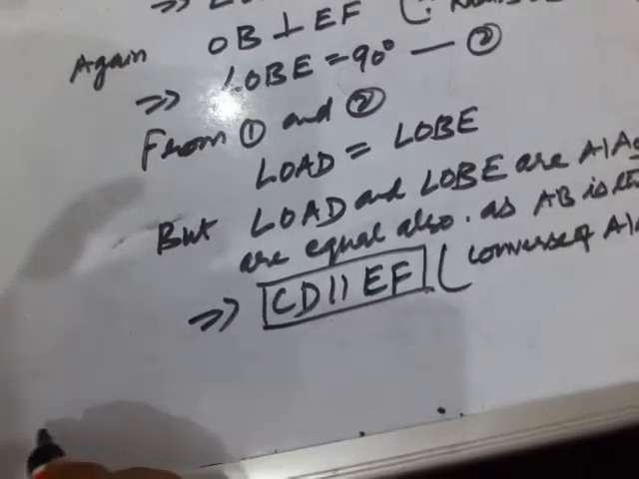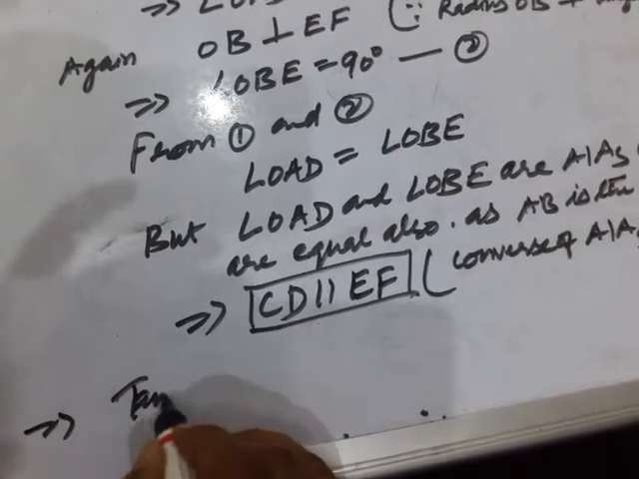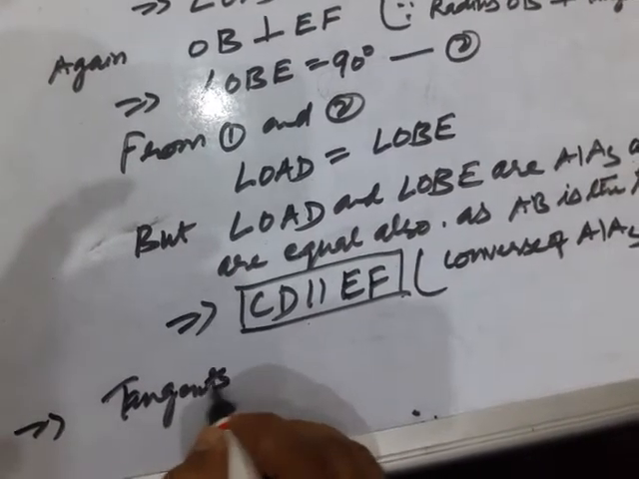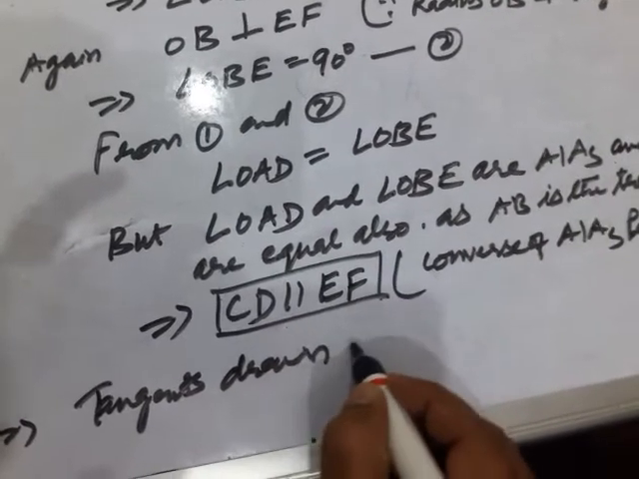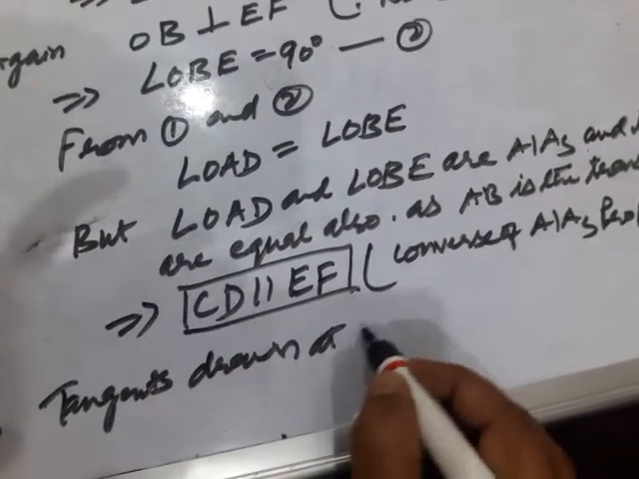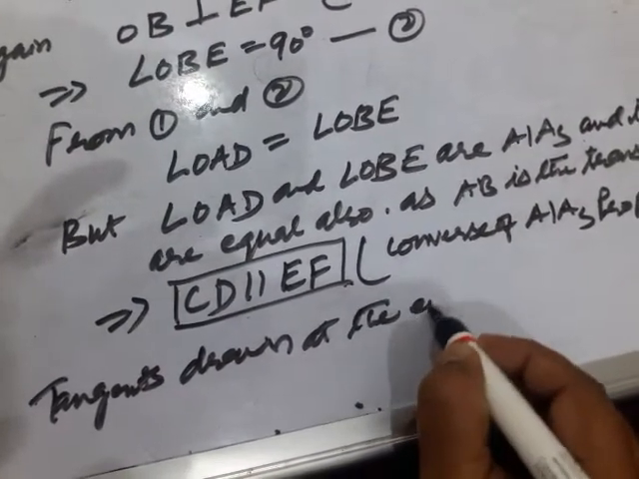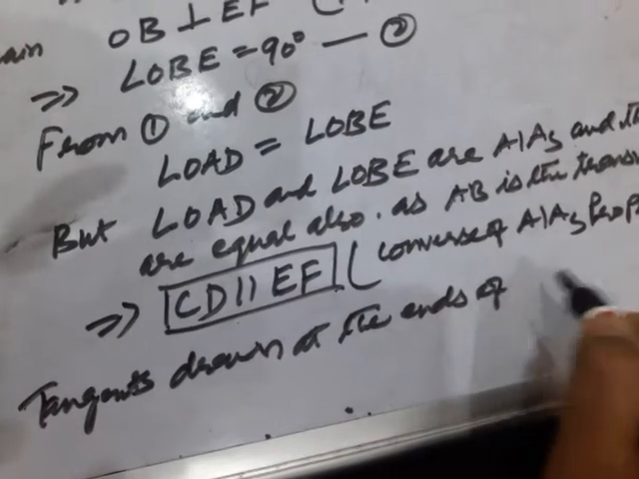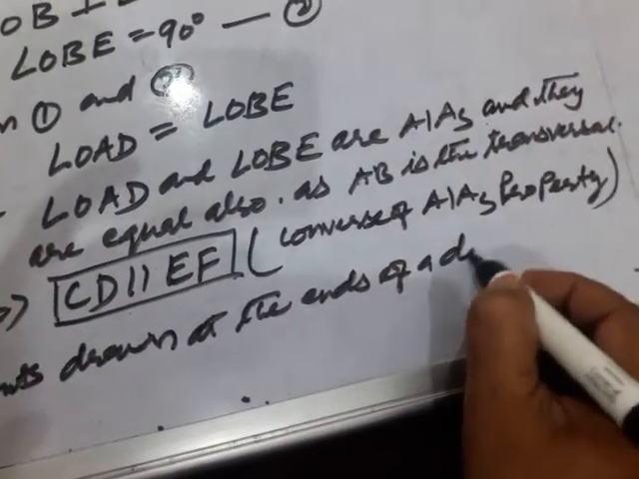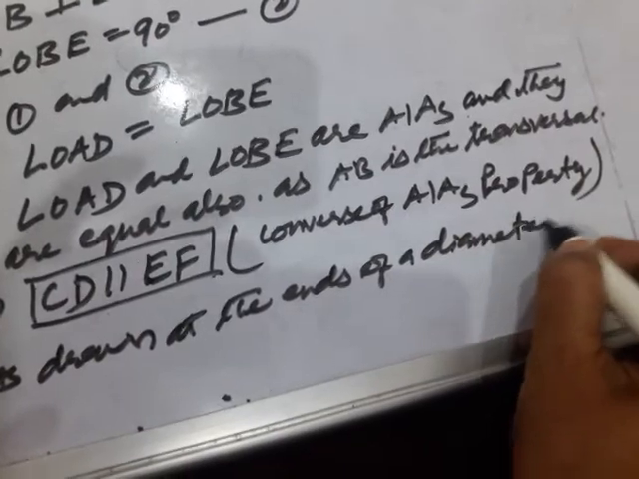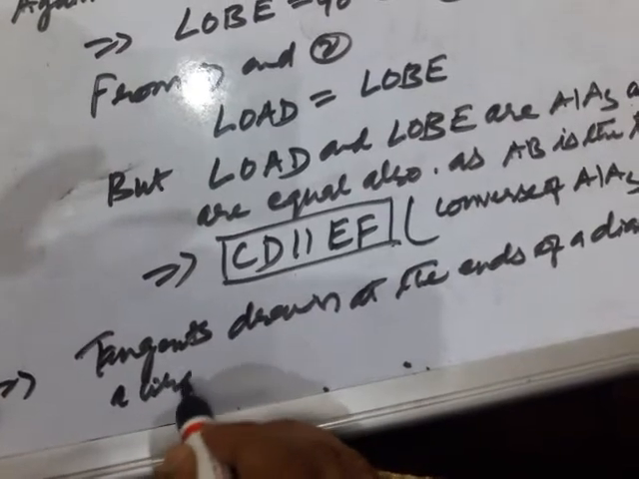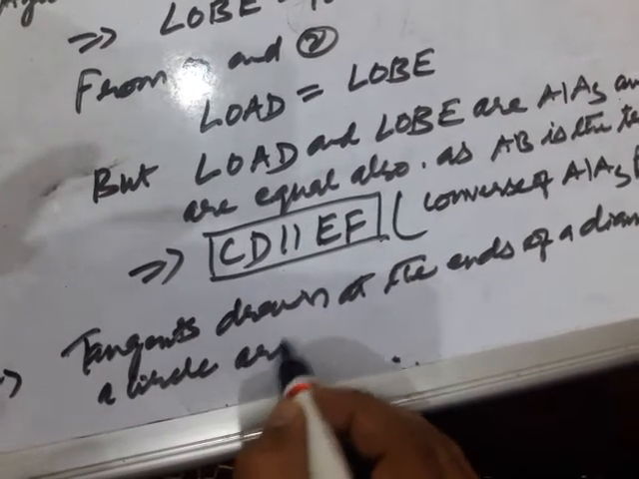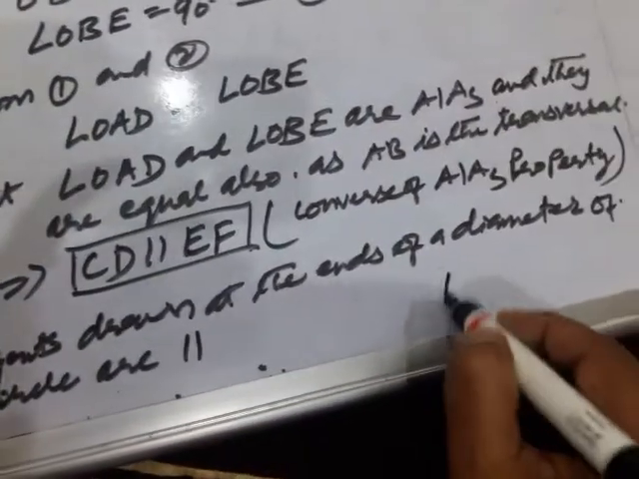Clear? This implies that tangents drawn at the ends of a diameter of a circle are parallel. That is proved, children.